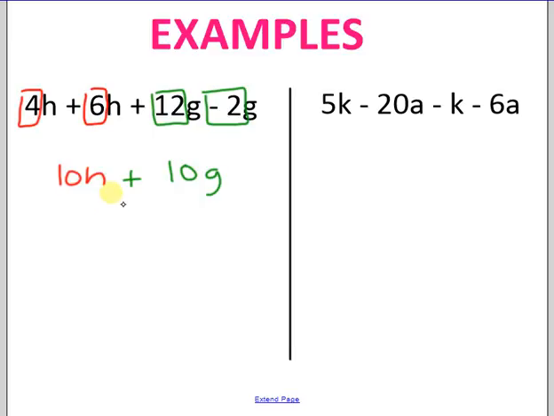Now, with combining like terms, when you have multiple variables in your final answer, the proper way to write it is in alphabetical order. Now there's another part of that, which I'll show you when we have exponents in a minute, but the proper way to write it is in alphabetical order. So what comes first, h or g? G comes first, so this 10g is positive, so 10g, and then the 10h is positive, so plus 10h.